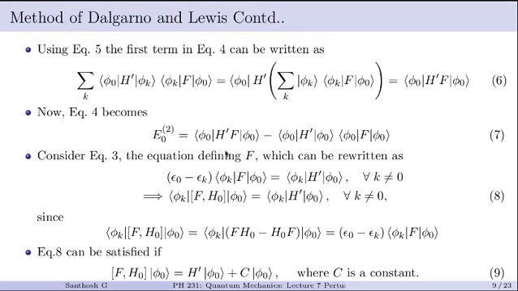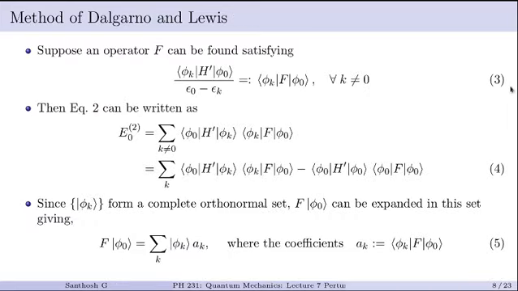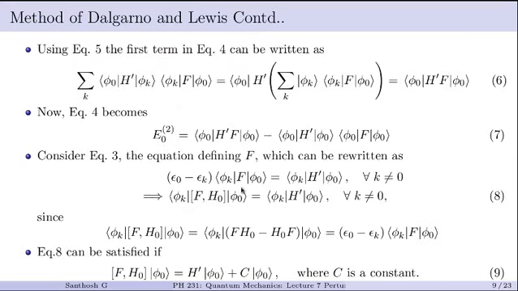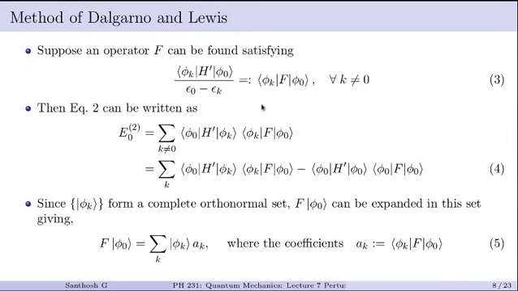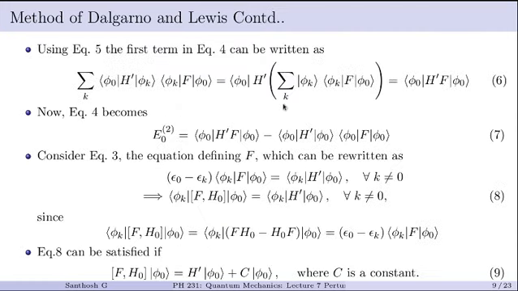Now to simplify the matters further, we consider equation 3, which is the defining equation for the operator f, and you multiply this equation with epsilon 0 minus epsilon k, which is guaranteed to be non-zero because k is taken to be different from 0. So if you do that, you get this expression.